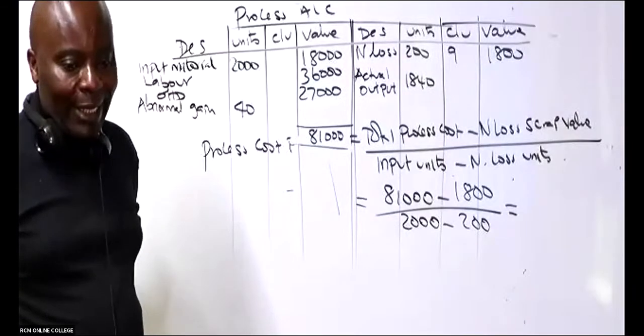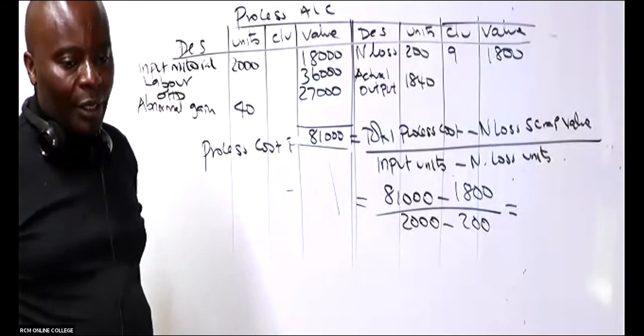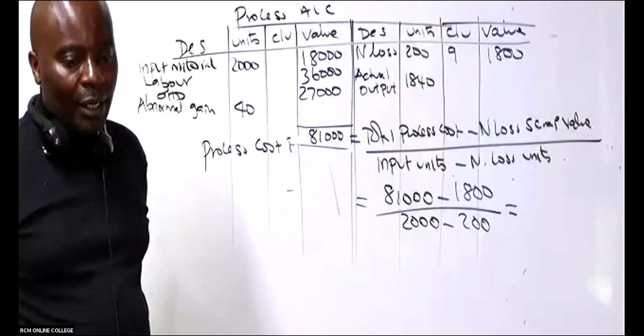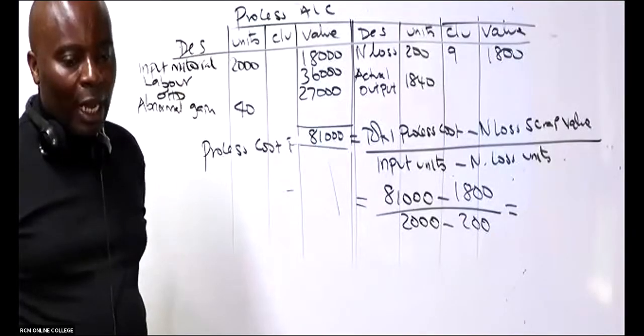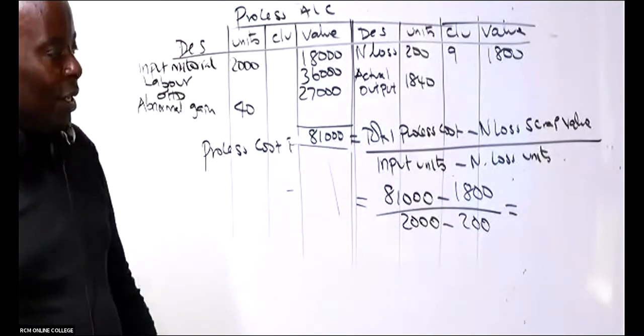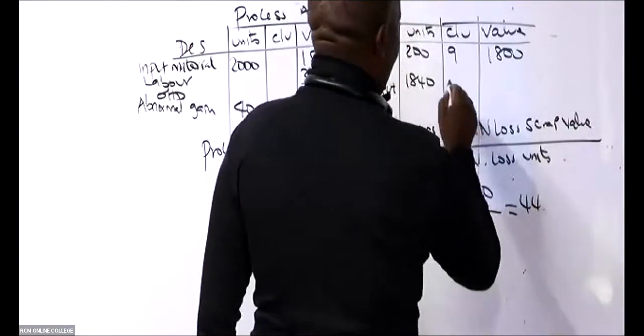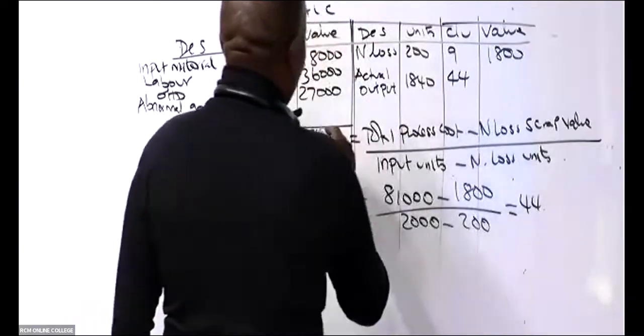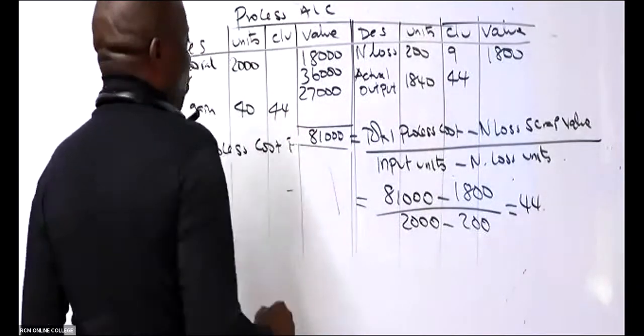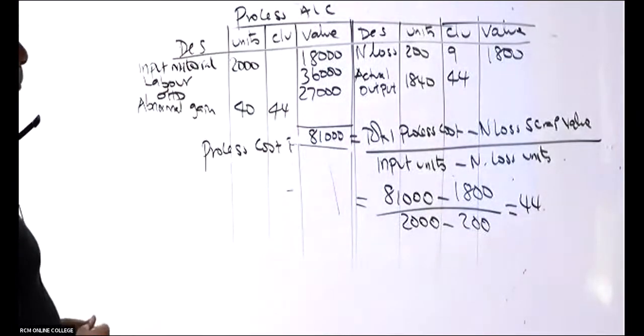81,000 minus 1,800, divided by 2,000 minus 200. I'm being given a figure of 44. So this 44 is what you put there and here. That is what you put there and like that.